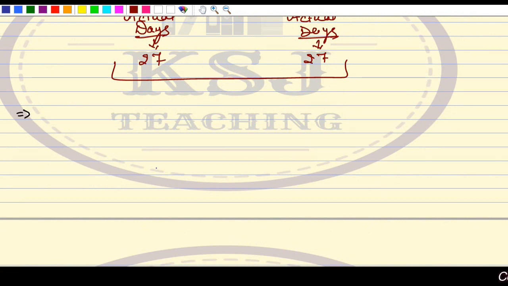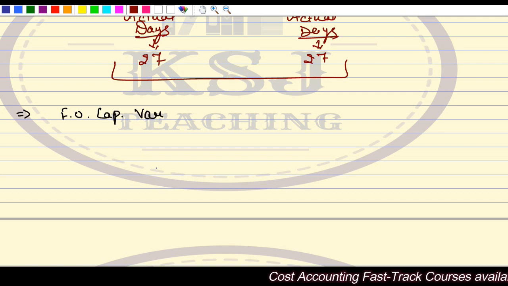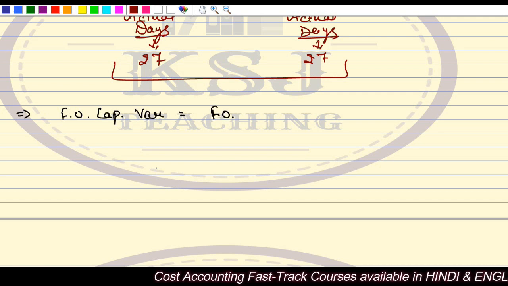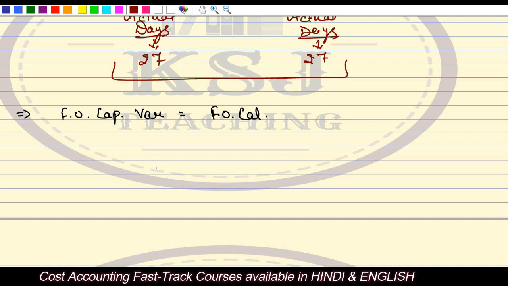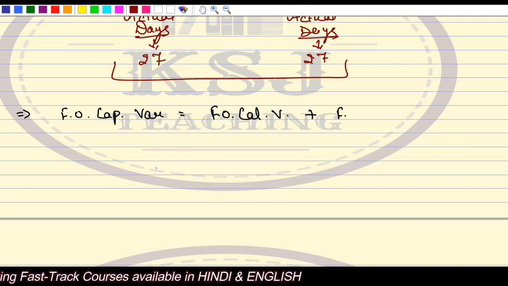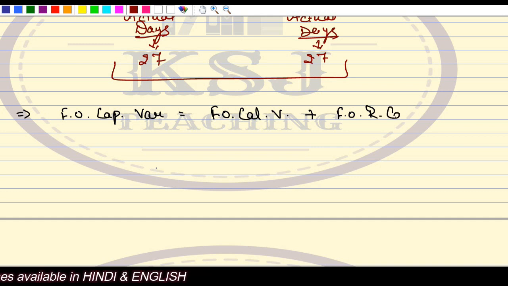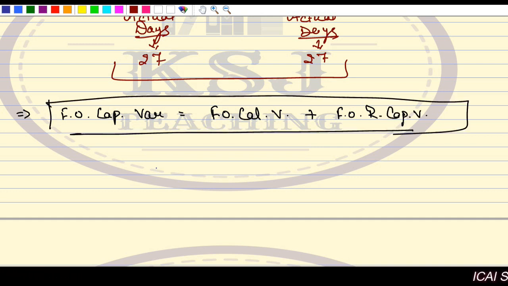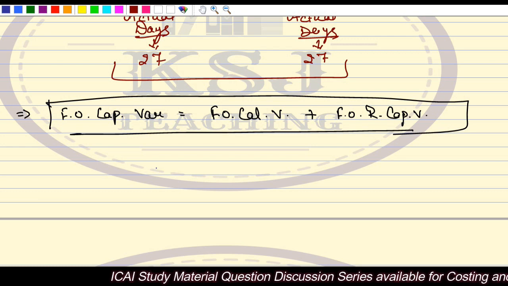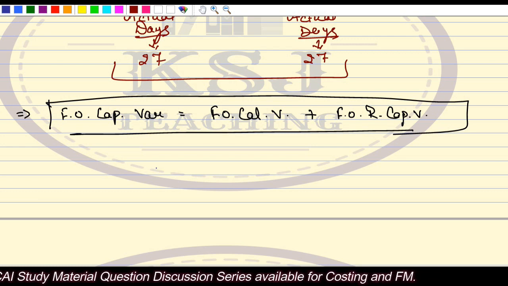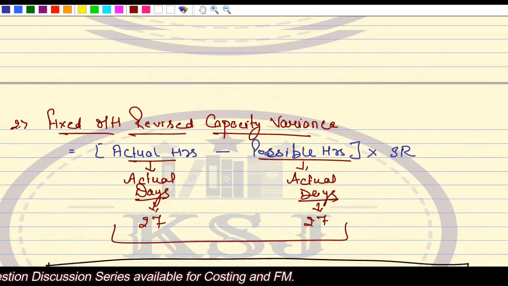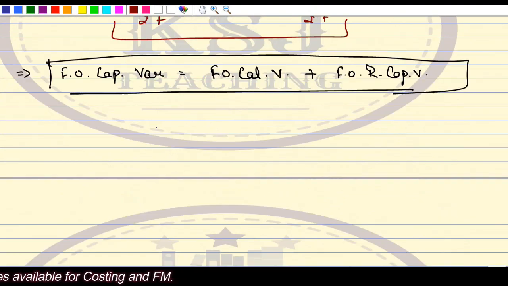So these were the last variances, and in this case the fixed overhead capacity variance is equal to fixed overhead calendar variance plus fixed overhead revised capacity variance. Clear? This much is clear, I hope. So with this, we are done with the fixed overhead variances.